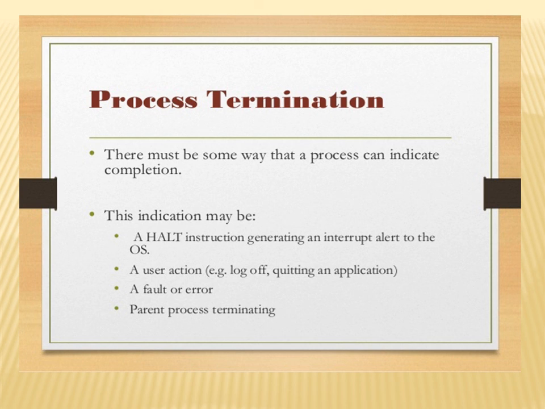Second, a user action, for example, the user logs off or quits an application. At that time the process created for that particular program will be terminated. Third, a fault or error occurs. During the execution, suppose any fault or error occurs in that program, then the process will terminate. Fourth, the parent process terminates. Suppose one process is created by a parent process, the child process. The child process is executing, but the parent process terminates, then automatically that child process is terminated. So these are the reasons why processes are terminated.